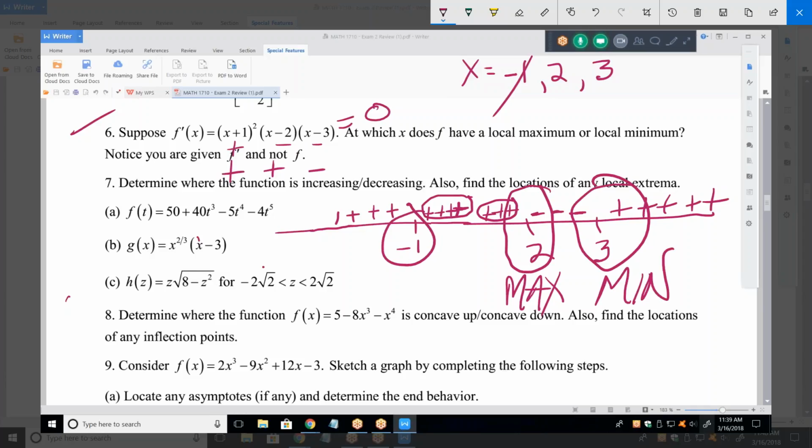It's easy enough to remember positive goes with up and negative goes with down. What's a little tricky is that down means maximum and up means minimum. And that's why I can get confused because of that. Okay.